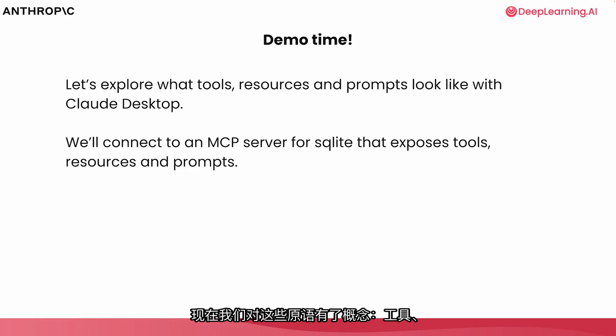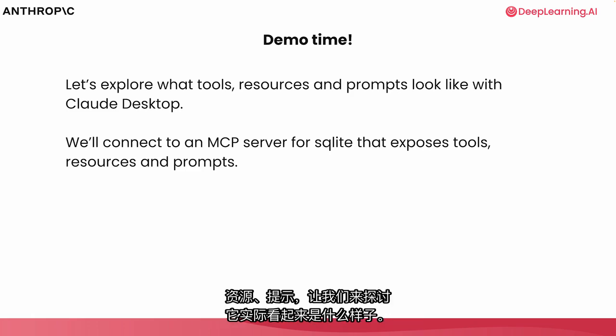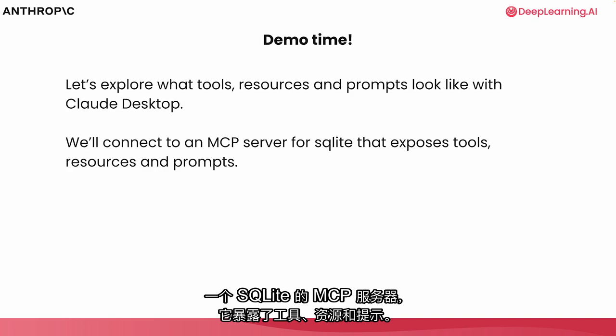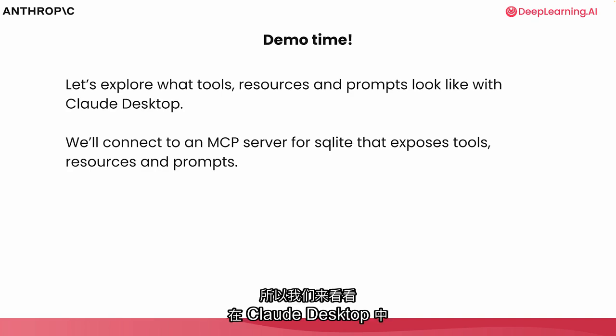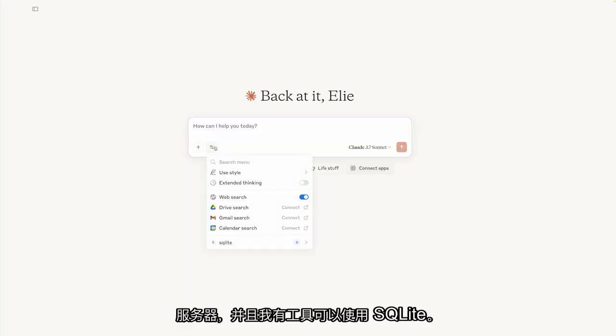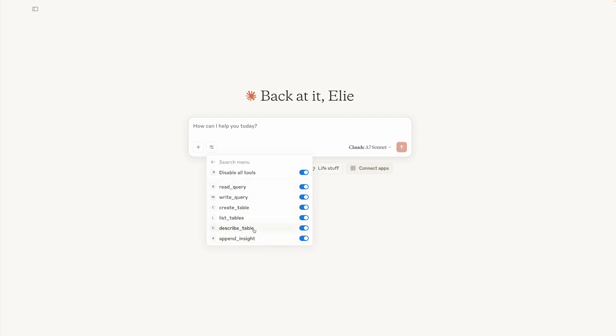Now that we have an idea of some of these primitives, tools, resources, prompts, let's go explore what this actually looks like. I'm going to be using a host, Claude Desktop, and I'm going to connect to an MCP server for SQLite that exposes tools, resources, and prompts. So let's take a look at that. Right here in Claude Desktop, I've connected to an MCP server, and I have tools at my disposal to work with SQLite. We'll talk a bit about the configuration settings in a later lesson.